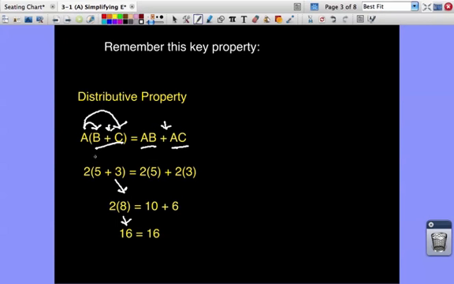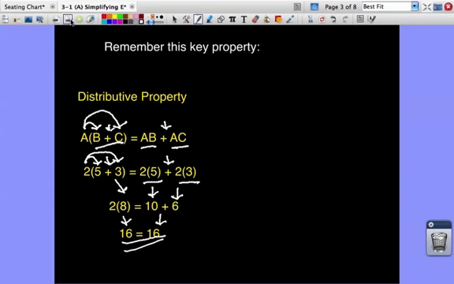I could also use the distributive property. I could take this 2 and distribute it to the 5, and I can also take this 2 and distribute it to the 3. 2 times 5 plus, and the reason why I'm adding is because I have that plus sign in the middle, plus 2 times 3. Okay, and there's my 2 times 3. Now I'll just simplify this piece right here. 2 times 5, that's 10. 2 times 3, that is 6. So now I have 10 plus 6, which is 16. Again, you get the same answer. Okay, so that's the review of the distributive property.